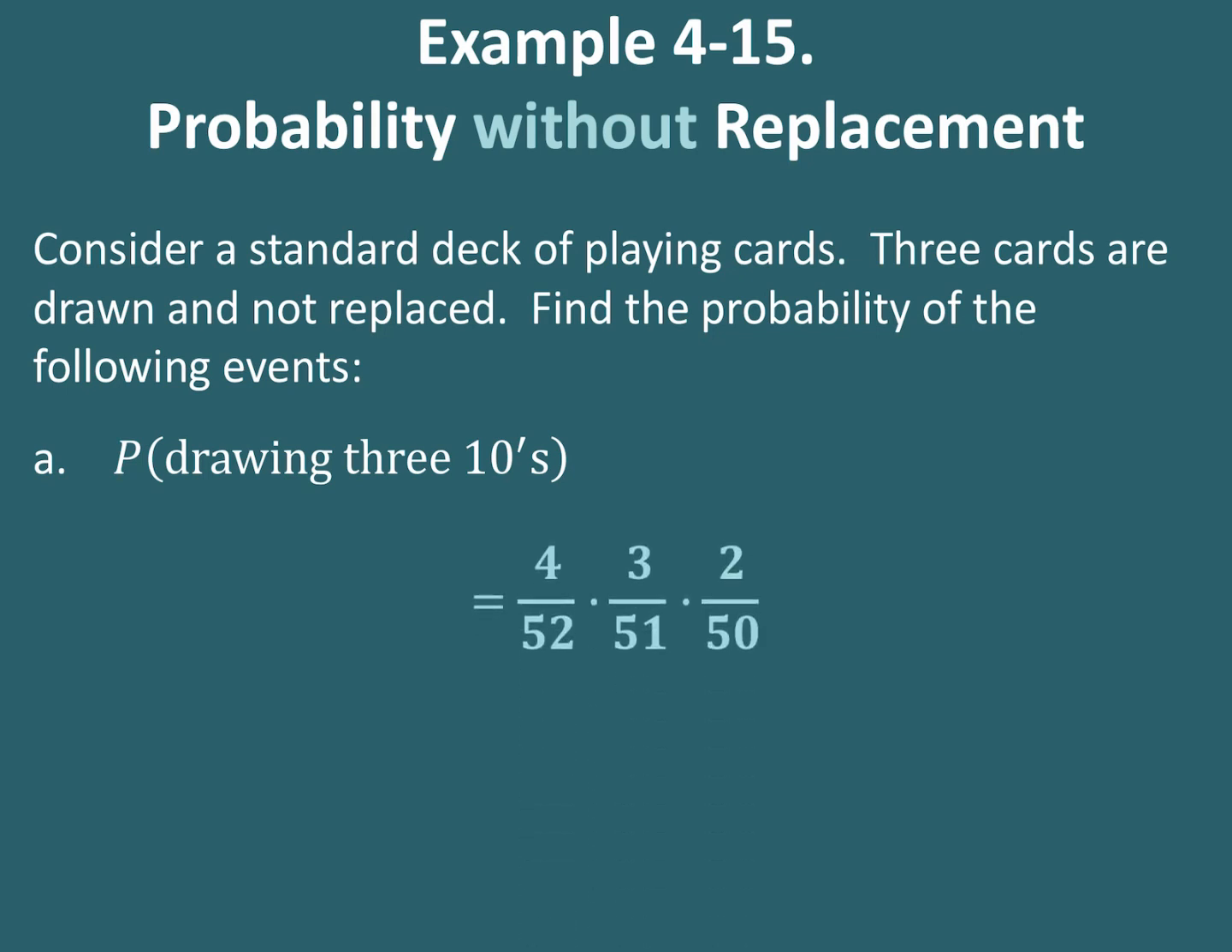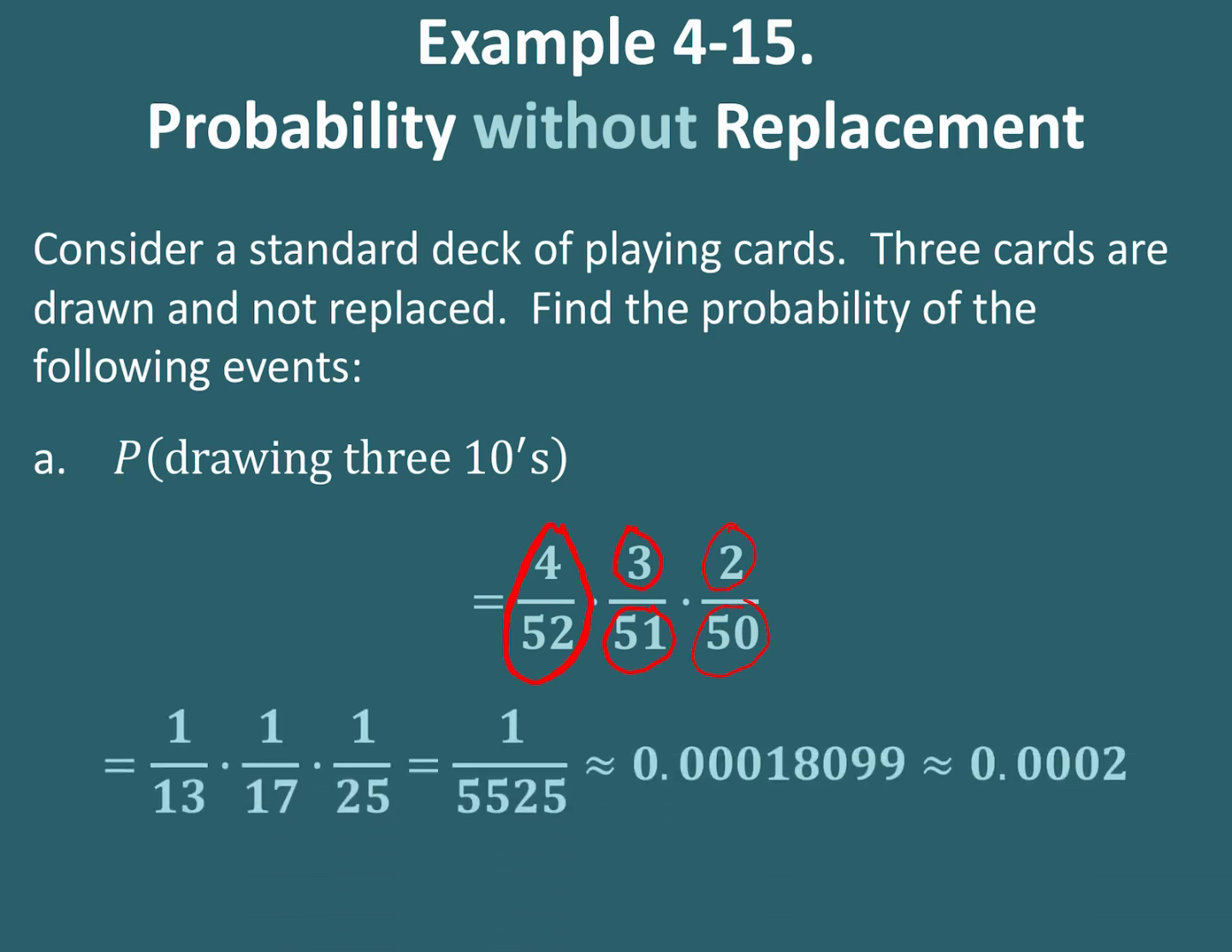So drawing out the first 10 will clearly be a probability of 4 out of 52 cards. And since we're not replacing that 10 card back into the deck, there now are only 3 10s in the deck out of now 51 cards. And once again, since we're not replacing that 10 back into the deck, we now only have 2 10s out of 50. Multiplying those 3 probabilities will give us the probability of us drawing 3 10s out of a standard deck of playing cards, which in this case is approximately 0.0002.